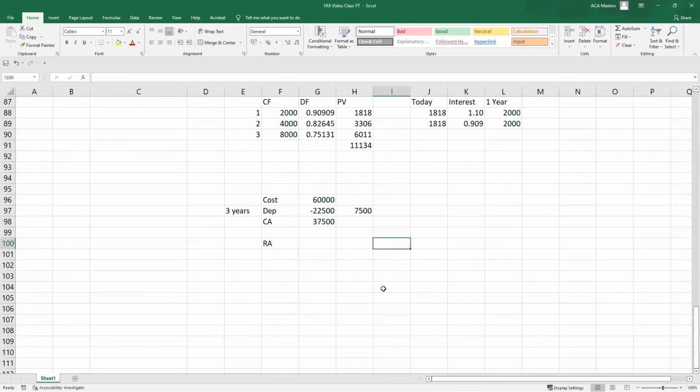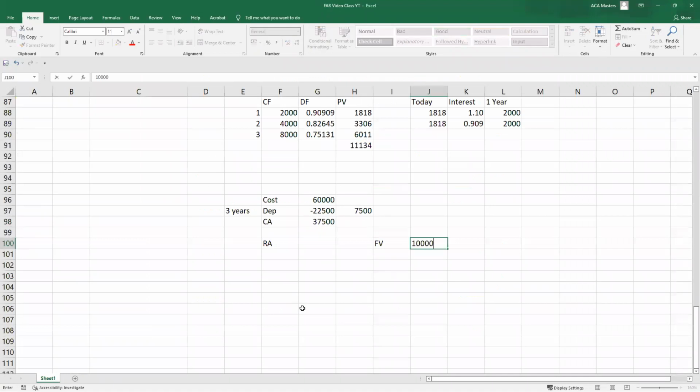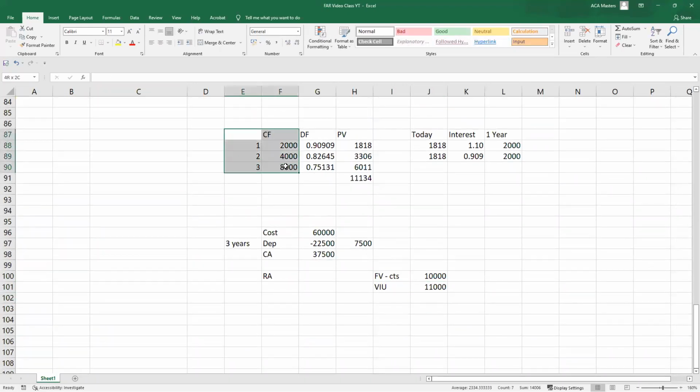And then we just need the recoverable amount, which we said is the higher of fair value minus cost to sell and value in use. So you could just show these here. So the fair value minus cost to sell is obviously the 10k. Value in use, as we said, is 11k. So we didn't have to work out the value in use here. In other questions, you could.